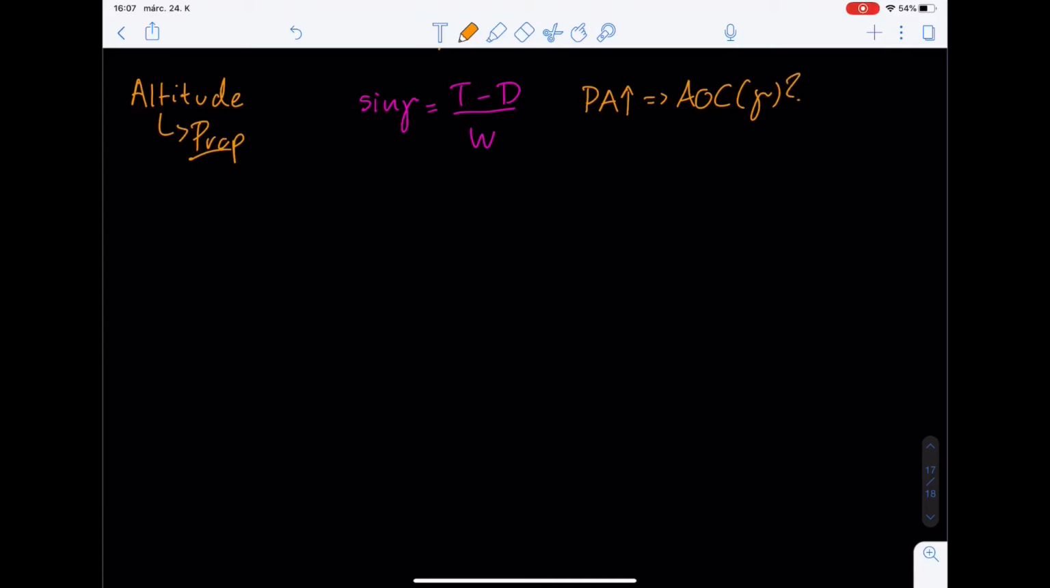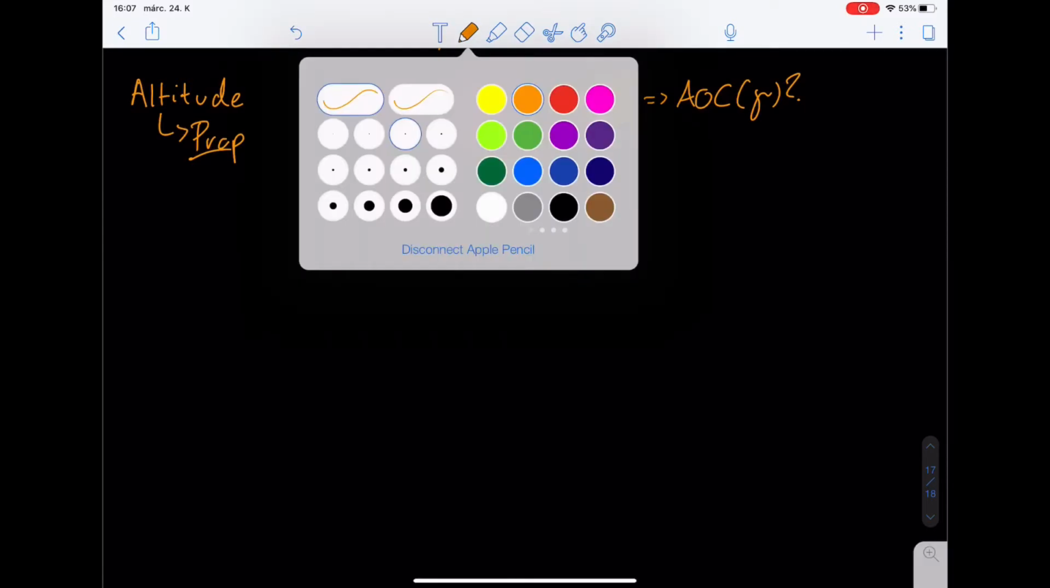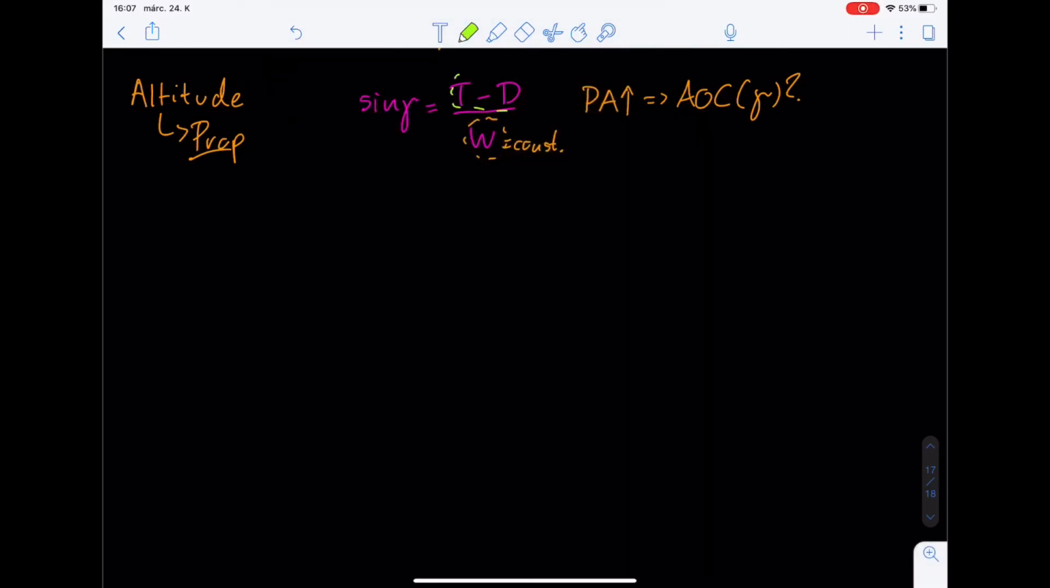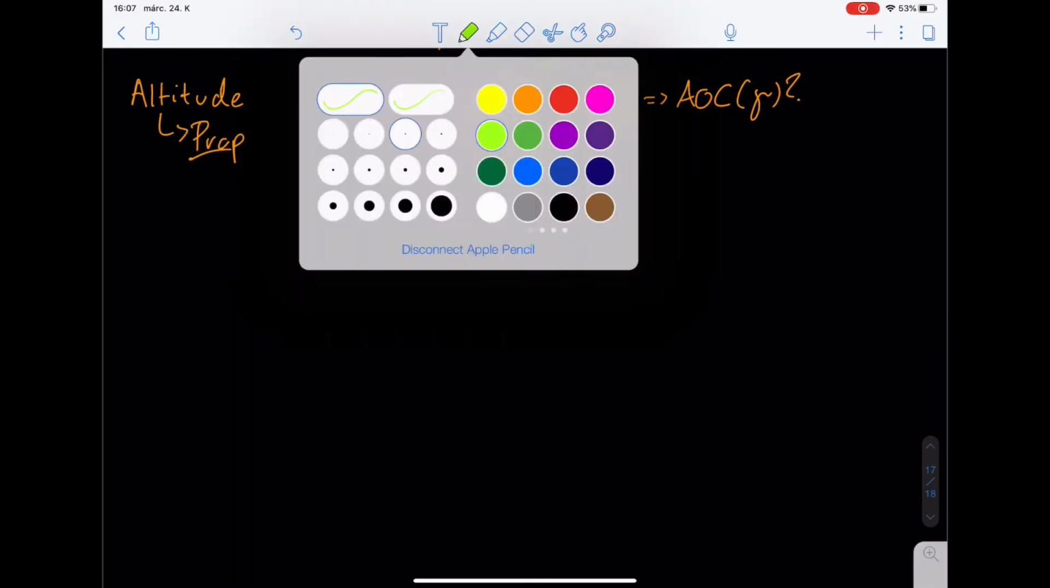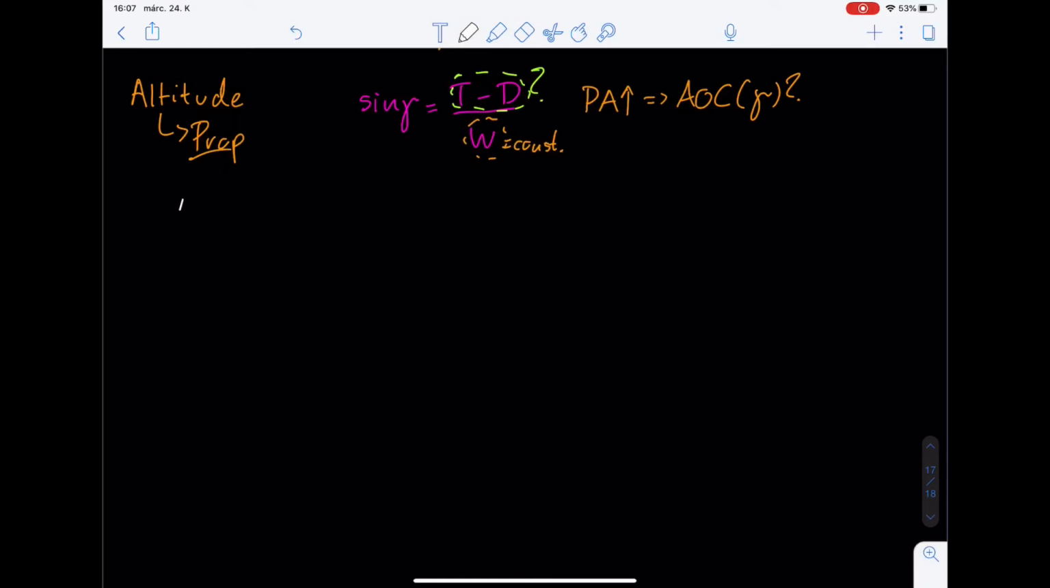This is the question. Okay, so let's look at the denominator again. What happens to the weight if you increase the pressure altitude? The answer is that nothing happens to it. So then there's the second question: what happens to the excess thrust when you increase the pressure altitude? Again we need to plot the thrust and the drag curve of the propeller-driven aircraft to get an answer for that as a function of the calibrated airspeed.